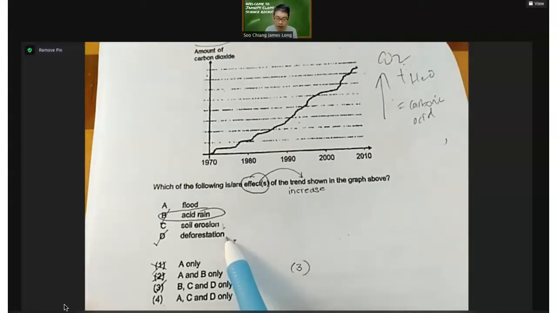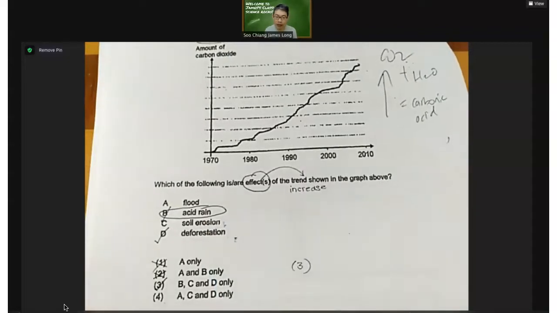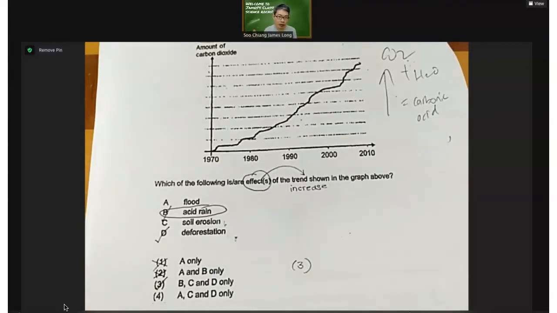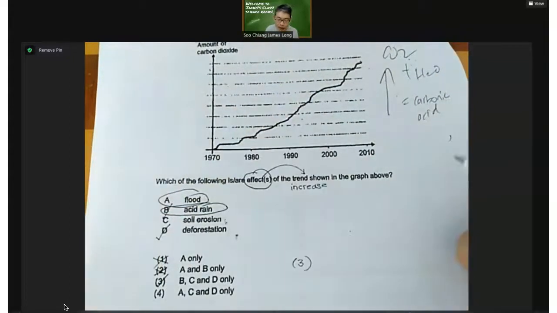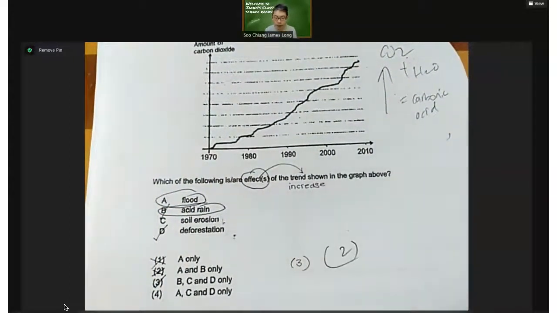All right. As I mentioned about melting of ice, that will cause melting of the iceberg and glacier. That will cause a rise in sea level, which will cause flooding near coastal areas. So this can happen. So A and B. Answer is 2. Okay.